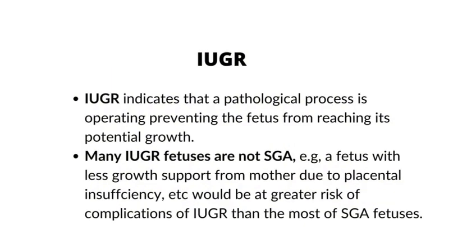IUGR indicates that a pathological process is operating, thus preventing the fetus from reaching its growth potential. Many IUGR fetuses are not small for gestational age. Example, a fetus with less support from mother, like reduced blood supply from mother due to placental insufficiency, etc. They would be at a greater risk of complications of IUGR than most small for gestational age fetuses.